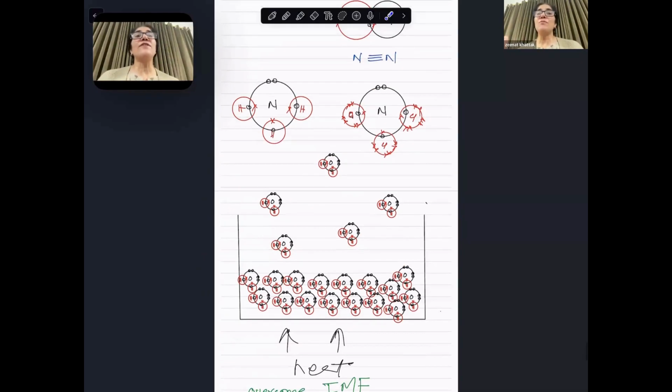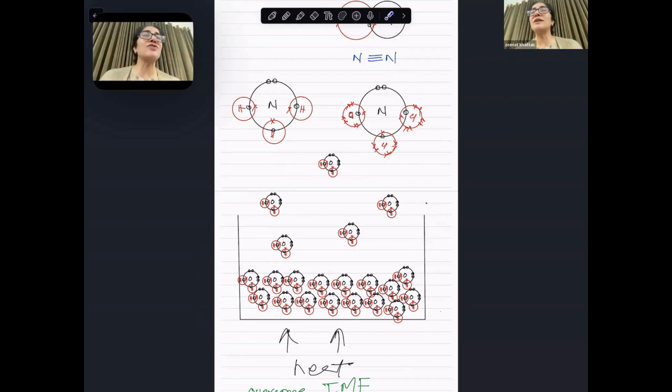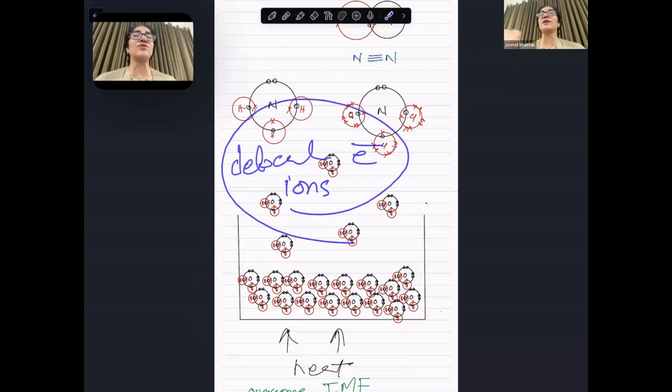Now, therefore, they have low melting and boiling points. They have low density, right? And second, they don't conduct electricity. Why? Because they don't have delocalized electrons. Their electrons are all bonded and fixed. The electrons are not free to move like in metals or graphite. They don't have delocalized electrons and they don't have ions at all, so they don't conduct electricity.